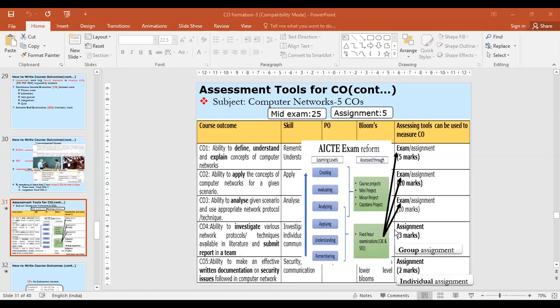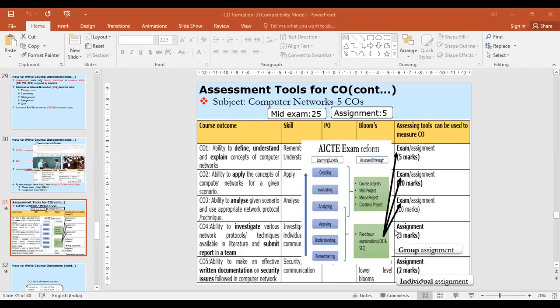Gopichand sir, you can unmute yourself. Okay, sir. Good afternoon, sir. Shall we use the higher level Bloom's taxonomy for UG level, for example, L6 level? L6 you can use it, but in theory exams, Bloom's level 6 is create.